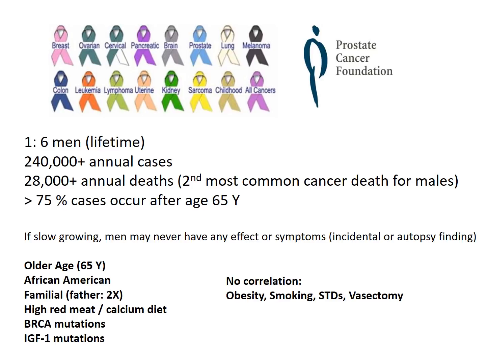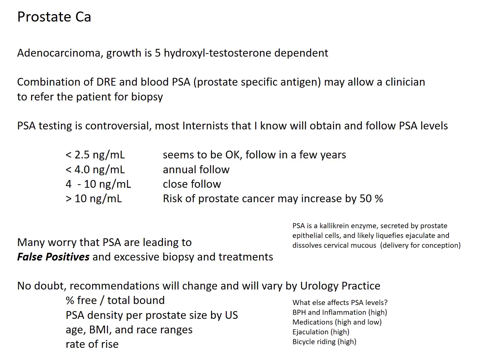The risk for prostate cancer is what I'm showing you on the left. Age, ethnicity, family history, and oncogene mutations being the big ones. Prostate cancer is primarily an adenocarcinoma, and just like BPH is dependent on dihydrotestosterone, DHT, so is the prostate cancer.